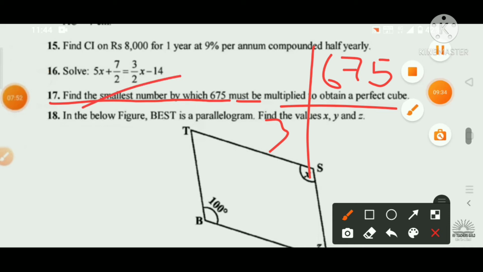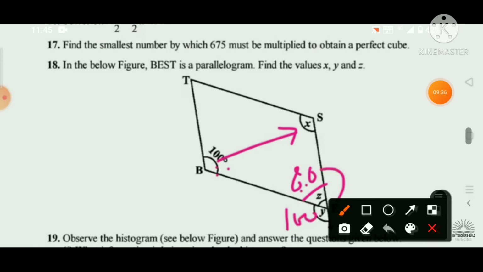The next question: in the figure below, ABCD is a parallelogram. Find the values of x, y, z. So this one is 100. Then x will also become 100. Then x and z are adjacent angles, so their sum is 180. Then you will get the value 80. You can do a linear equation for x, then y you will get 100 degrees. Let us move to the next question.